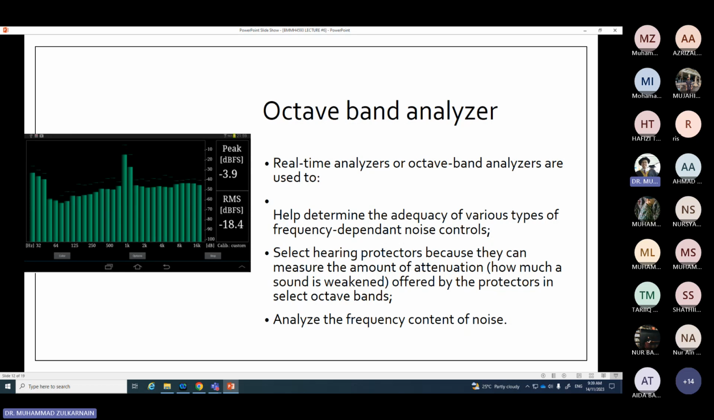Ear protectors also have specifications, so maybe they can cover only several ranges of frequency. That's why we need to measure first before we issue the ear protector to the worker, so we can identify what frequency it is.